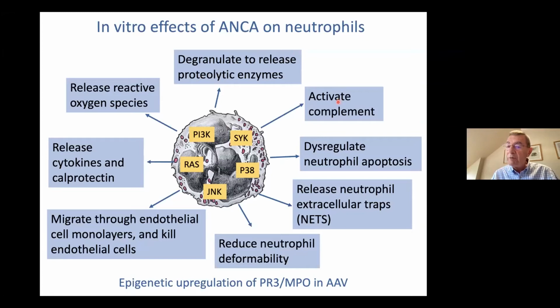They activate complement through the alternative pathway, and they can dysregulate normal neutrophil apoptosis, leading instead to NETosis, which is a process leading to release of neutrophil extracellular traps, important in inflammation and autoimmunity. ANCA reduce neutrophil deformability, leading to them being trapped in small vessels, where they can migrate through endothelial cells and ultimately kill the endothelial cells, leading to a necrotizing vasculitis.